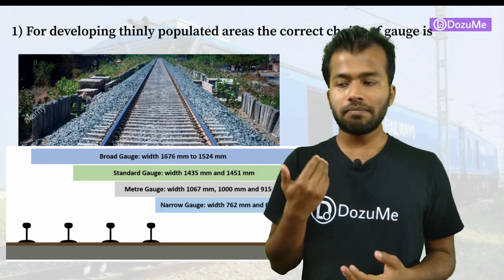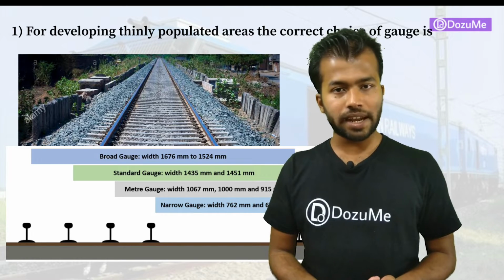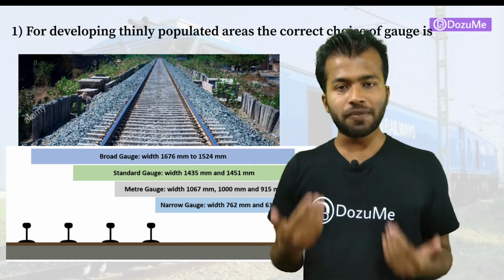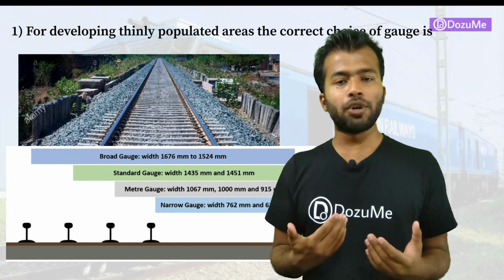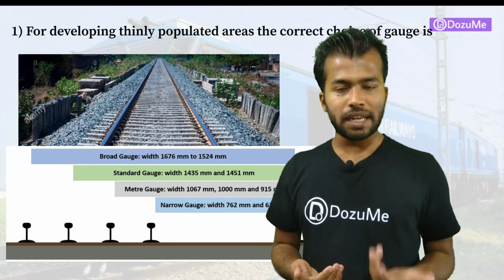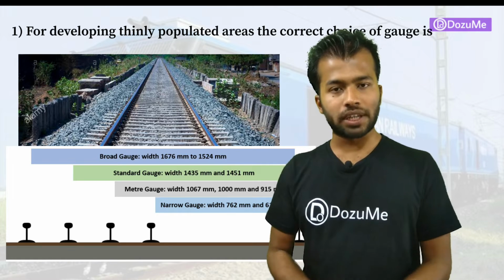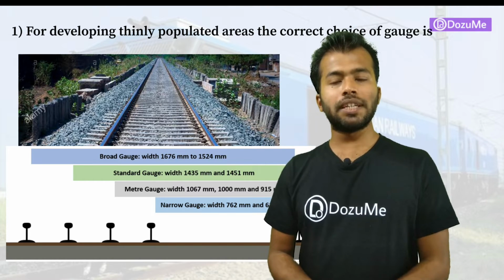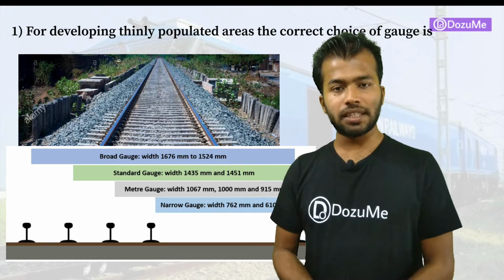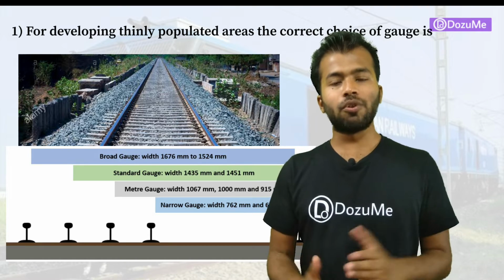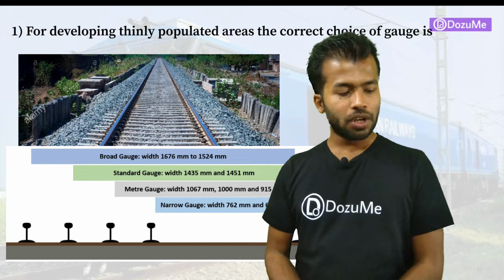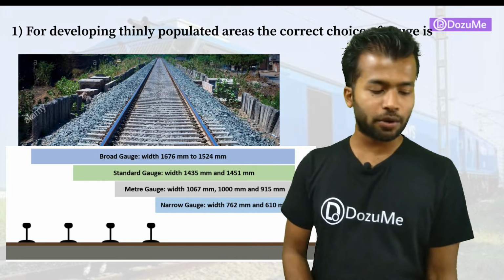Depending upon the population of that area and the topography of the area, we will choose the gauge distance. For the heavily populated area and for the plain land area, we will go for the broad gauge. For lightly populated area, we will go for the meter gauge or standard gauge, and for the thinly populated area and for the hilly region, we will go for the narrow gauge. So option C will be the correct answer, narrow gauge.